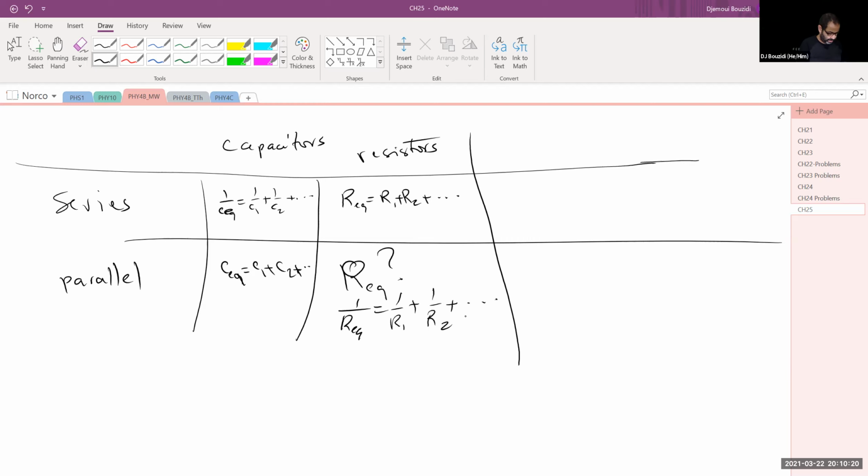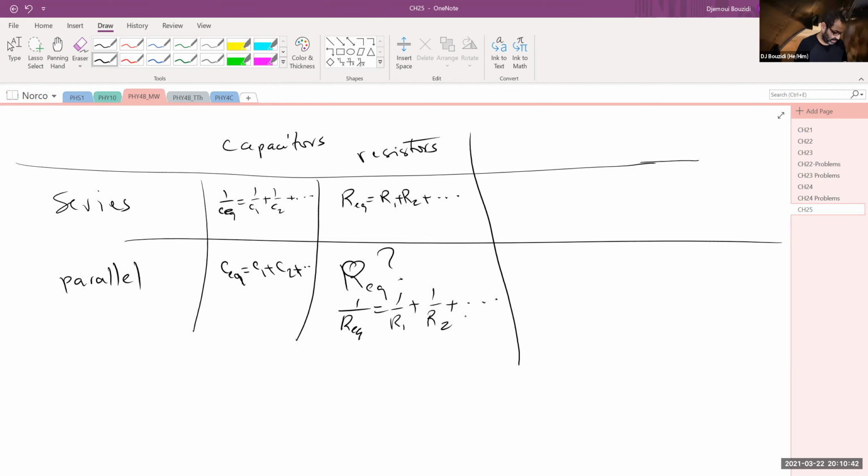Let's see here, 71. Consider the circuit shown. The EMF source has negligible internal resistance. The resistors have resistance R1 6 ohms, R2 4 ohms. The capacitor has capacitance 9 microfarads. When the capacitor is fully charged, the magnitude of the charge on it is this much. Calculate the EMF E. I'm going to do 71 so you understand how we're doing these problems.